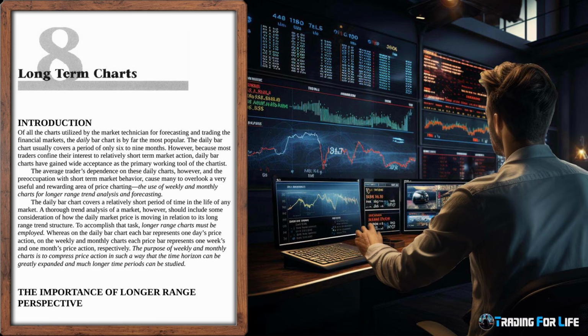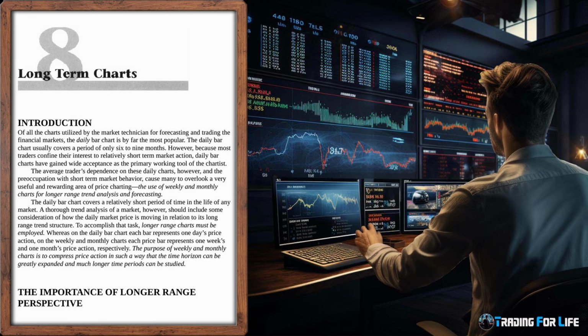and forecasting. The daily bar chart covers a relatively short period of time in the life of any market. A thorough trend analysis of a market, however, should include some consideration of how the daily market price is moving in relation to its long-range trend structure. To accomplish that task, longer-range charts must be employed.